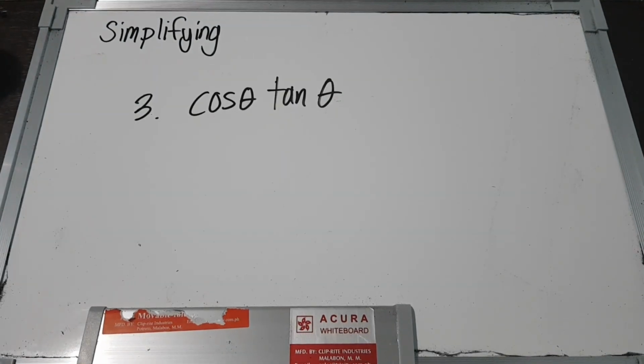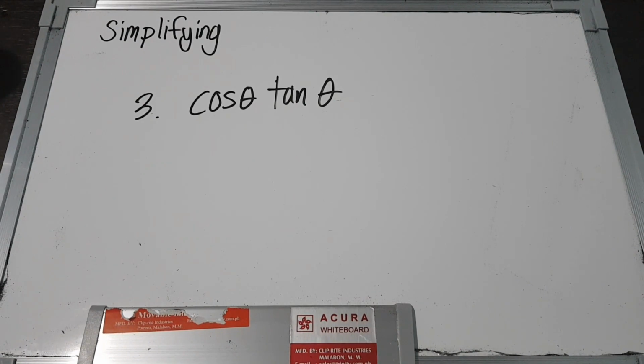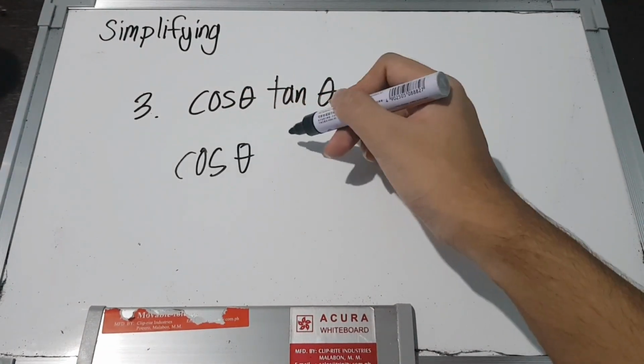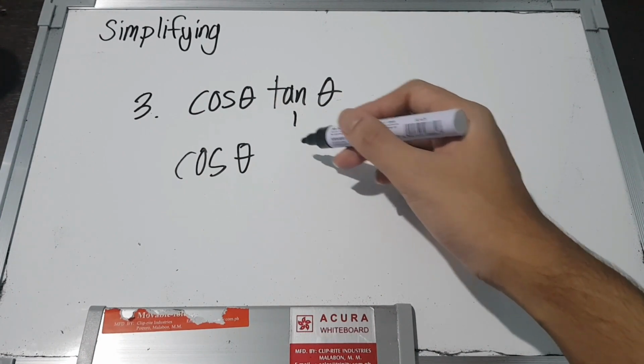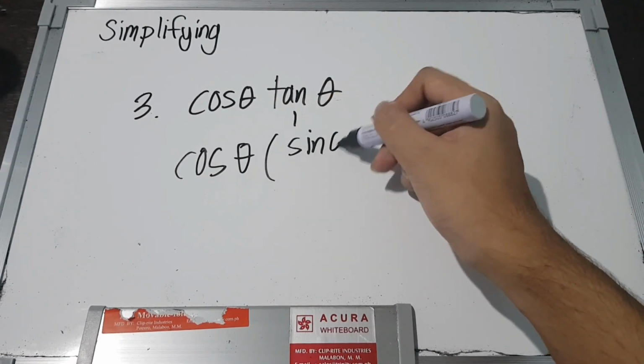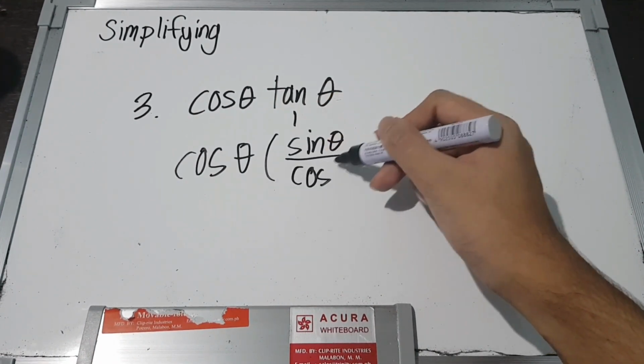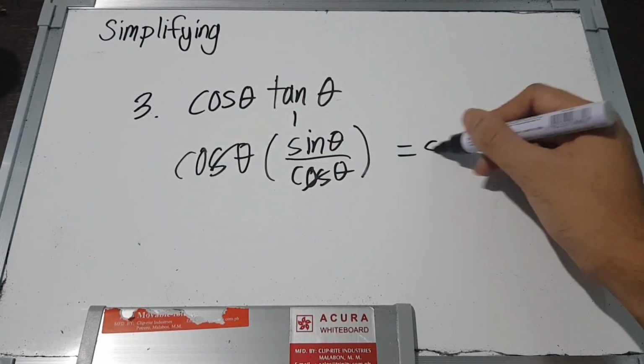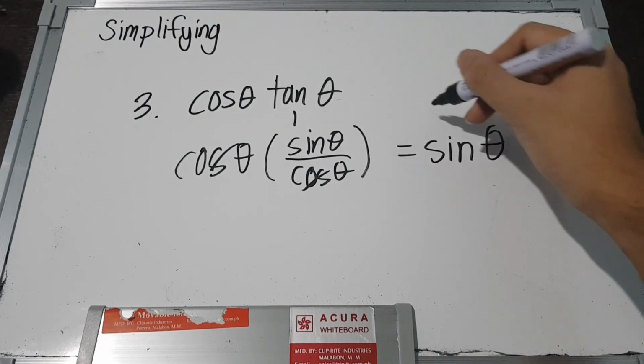Example number 3, cosine theta times tangent theta. With this, we could use the ratio or quotient identity. Copy cosine theta and change tangent theta to sine theta over cosine theta. Cancel, and our simplified answer would be sine theta.